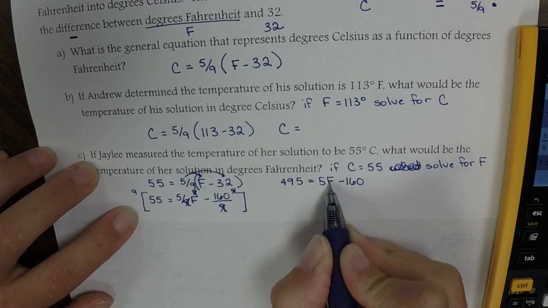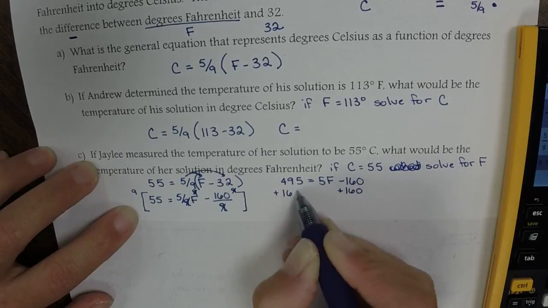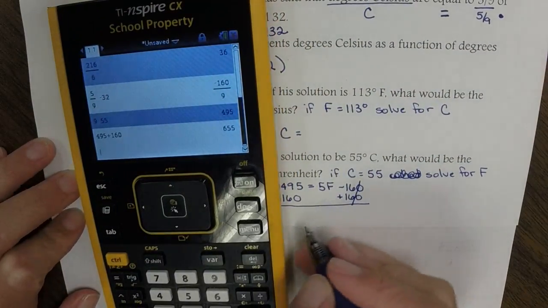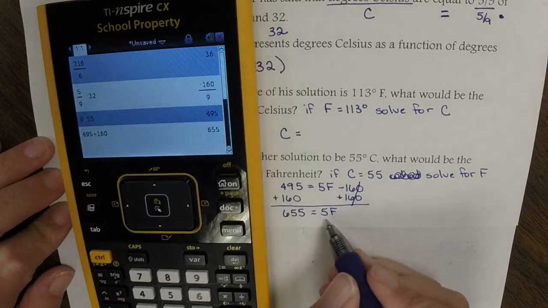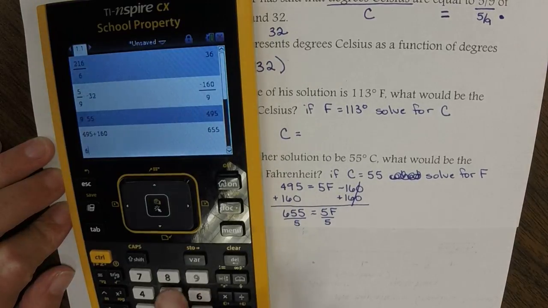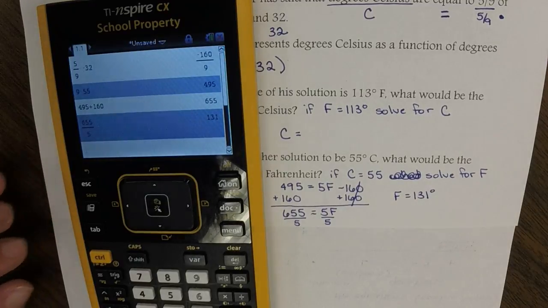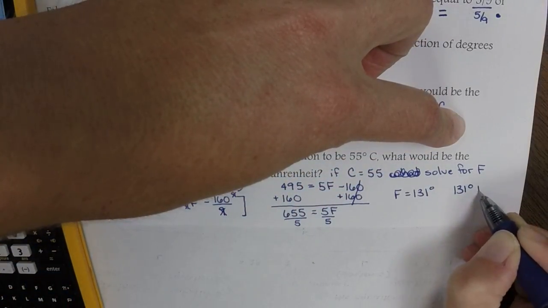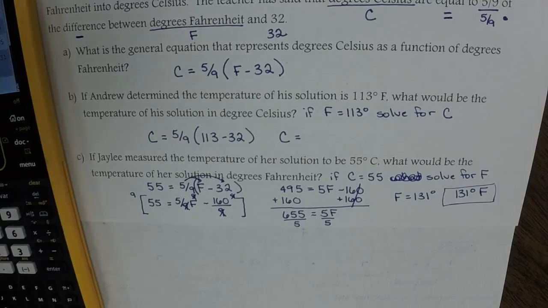So now I'm trying to get F by itself. So this is what would need to move. I do the opposite operation, so I would do plus 160. Then I do 495 plus 160. Oh, you can't see that. Sorry. And I get 655 equals 5F. And then I would divide by 5. And I get that F equals 131. So then we would say 131 degrees Fahrenheit is the actual answer in a sentence, quote-unquote, form.